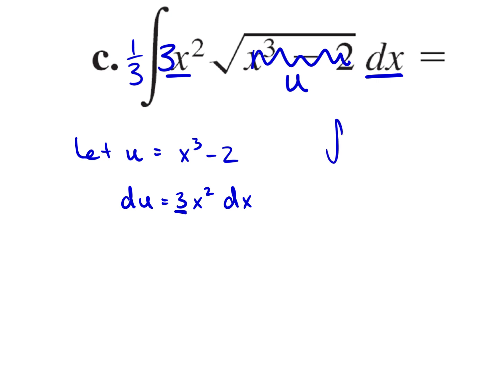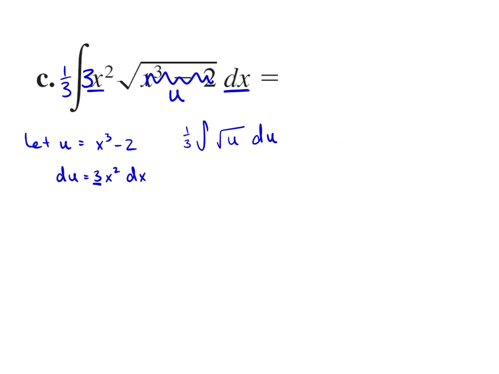Perfect. So we have 1/3 times our integral of the square root of u times du, which we could change to be an exponent. So we have 1/3 times the integral of u to the 1/2 power du. So 1/3, our antiderivative of u to the 1/2 power would be u to the 3/2 power times 2/3 plus c.